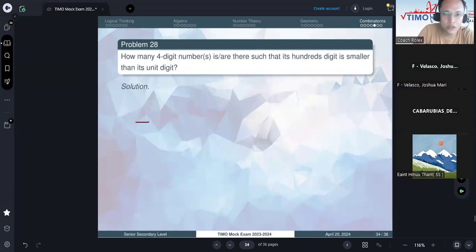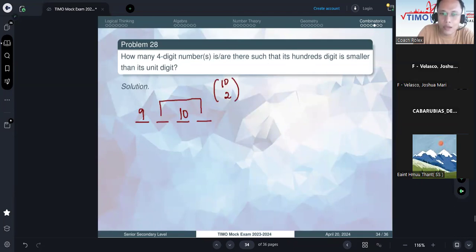So the thousands digit, you only have 9, of course. For the other two, the thousands digit, we have one. For the tens digit, we have 10 possible answers for that. And in here, you have, baliktad. Okay, so this is the 10 taken 2. We only have 9 possible answers for this because you will use 1 to 9.